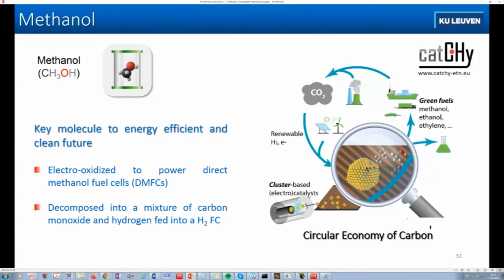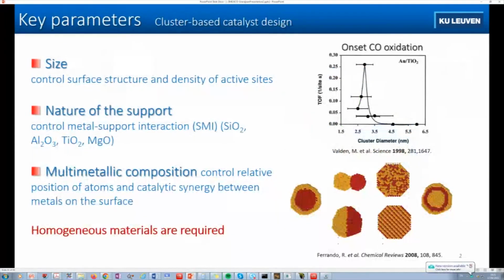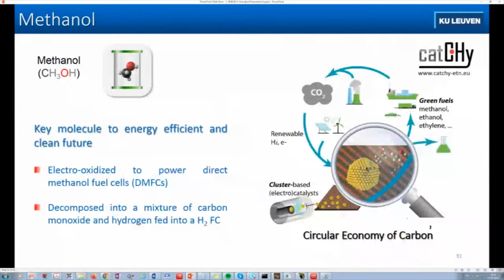And you see, these are the clusters we want to use. So we want to use these clusters that they deposited in the gas phase. I will show you how we make them.